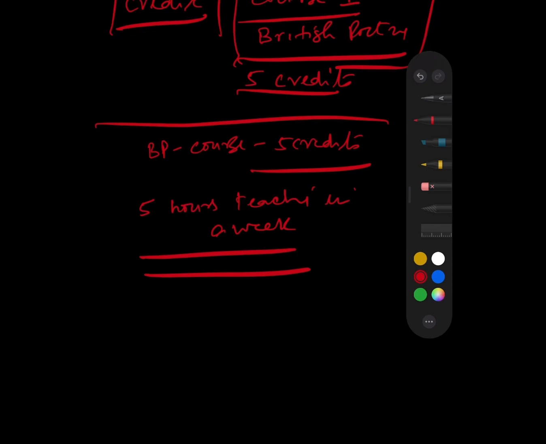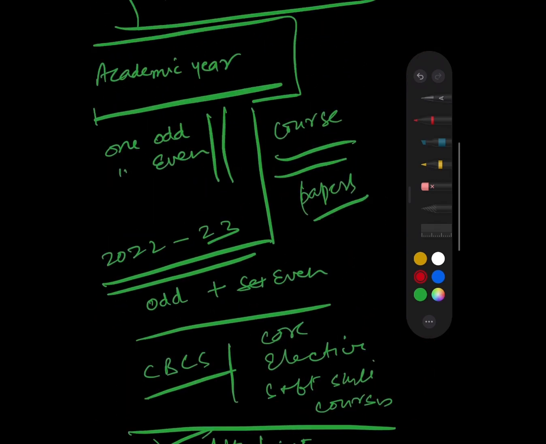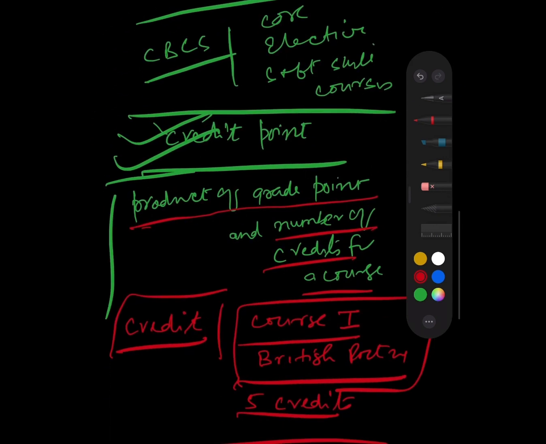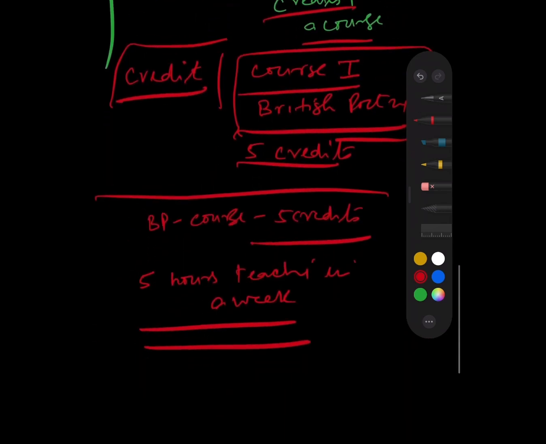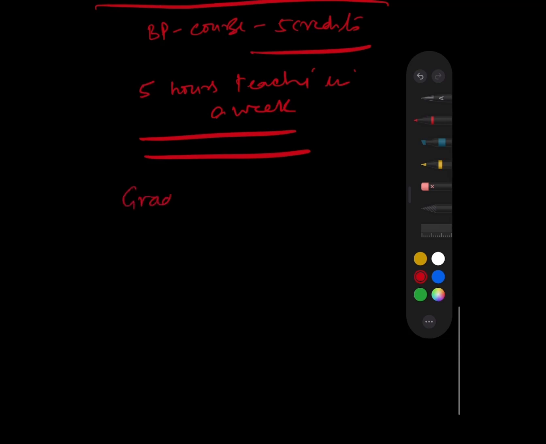Now, I have just told you about this credit point. I explained what credit point is: the product of grade point and number of credits. So let us now understand other words which are related to it. Let us understand what is grade point. What is grade point?